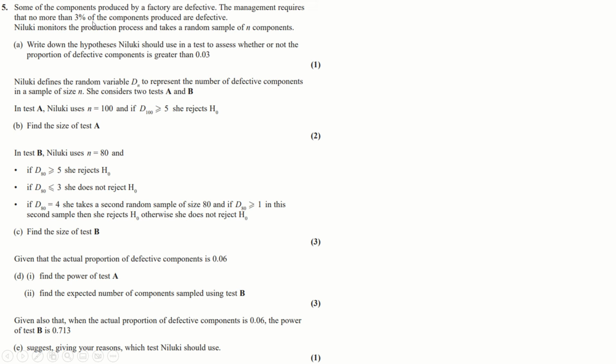Question 5 then, so we've got something about defective things. Clearly we've got an n and a p, so this is some kind of binomial. We should write down the hypotheses. We can see it's greater than, so it's not a two-tailed test again, it's one-tailed. And like I said, it's binomial. A is a binomial with n equal to 100, and B is when n equals 80, but we'll get to that later.